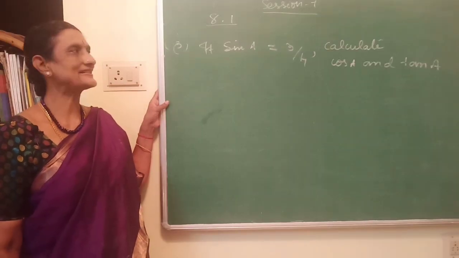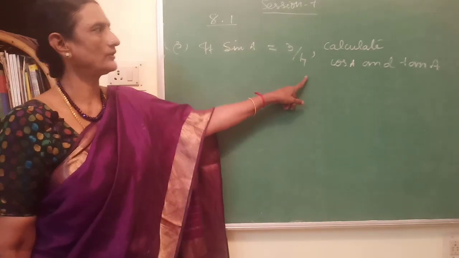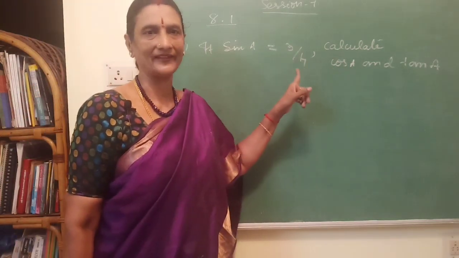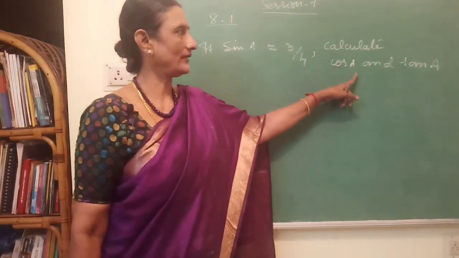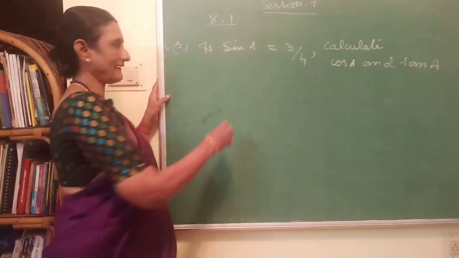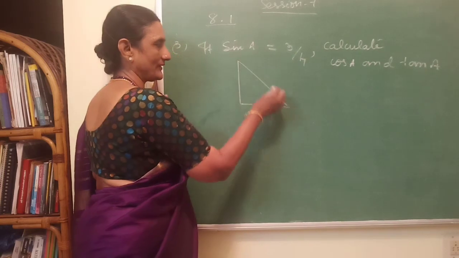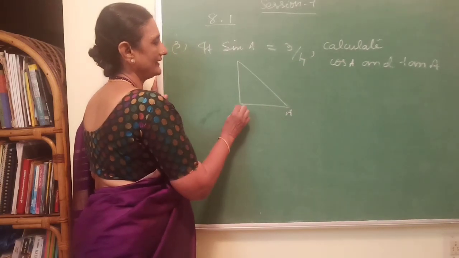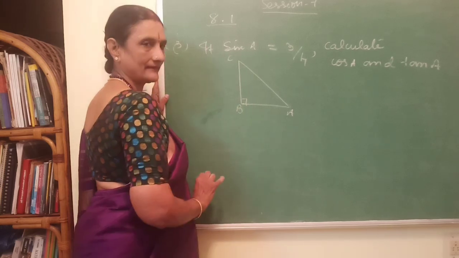Let's move on to the third sum. Read the third sum. If sin A is equal to 3 by 4, calculate cos A and tan A. Once again, sin A is equal to 3 by 4. Calculate cos A and tan A. Now we have to draw a right triangle. Let A be the acute angle. So I am marking angle B as 90 degrees, and then angle C.